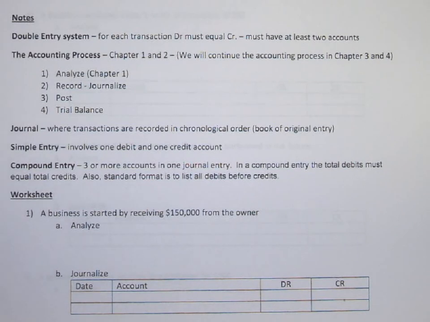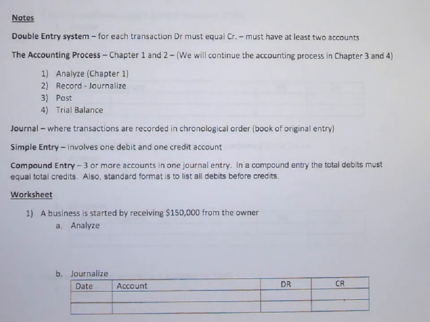So what we look at is 1, we need to analyze our transactions. 2, we record those transactions, which is considered to journalize them. 3, we would post them. And 4, we would look at the trial balance. What we're going to look at as far as this video is concerned is only that analyze feature.